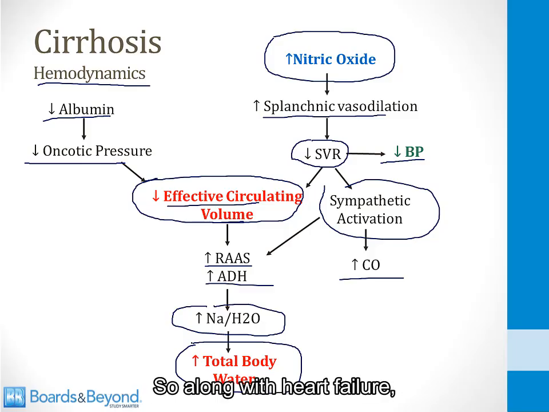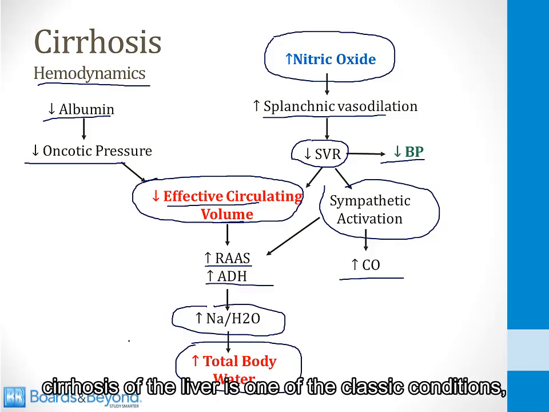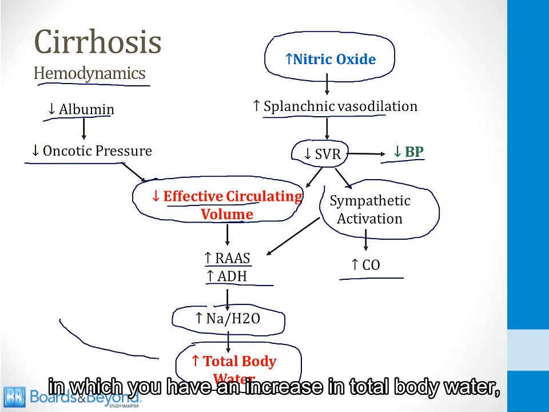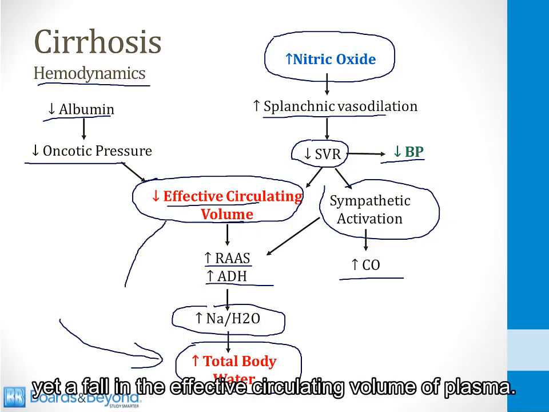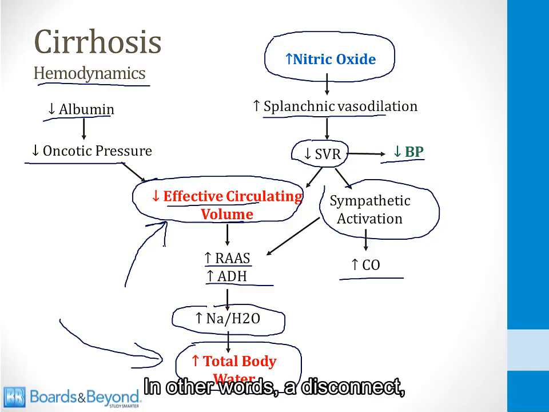So along with heart failure, cirrhosis of the liver is one of the classic conditions in which you have an increase in total body water, yet a fall in the effective circulating volume of plasma. In other words, a disconnect between the effective circulating volume and the total body water.